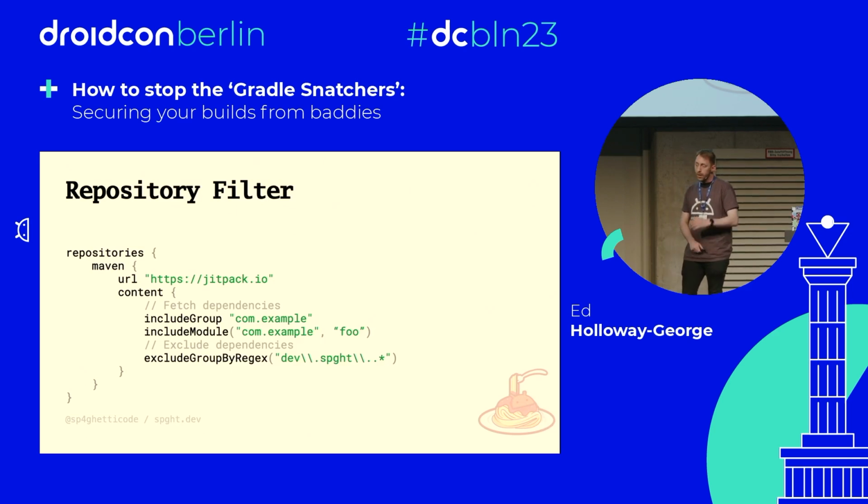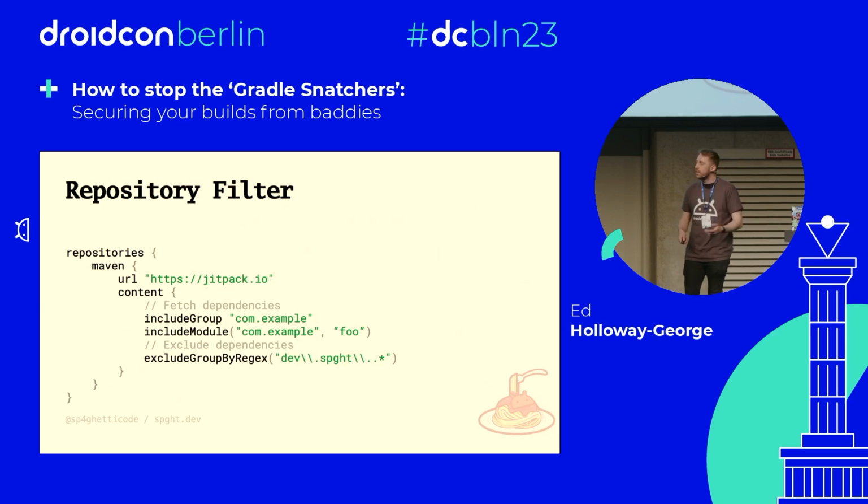So in this case, we would have all com.example modules and dependencies come via Jetpack, and we would exclude any that come from me, obviously, because why would you want any of my dependencies? So this is a really good thing that can be done quite quickly.